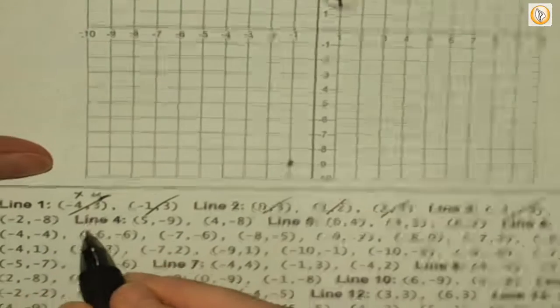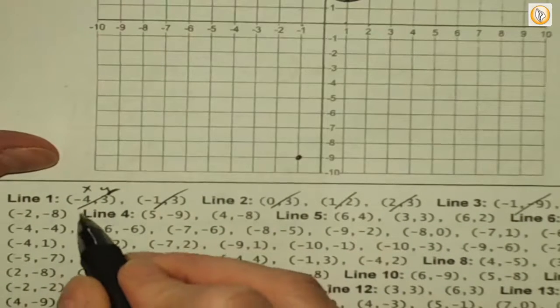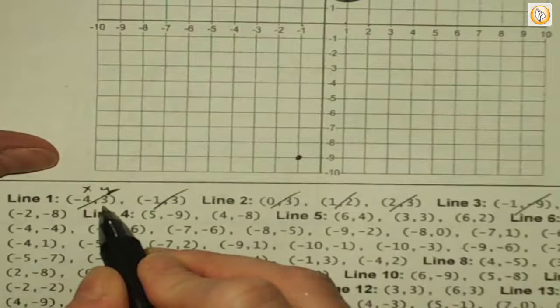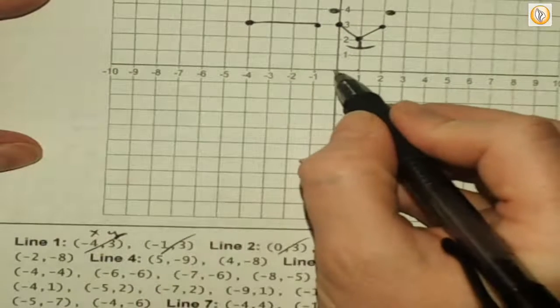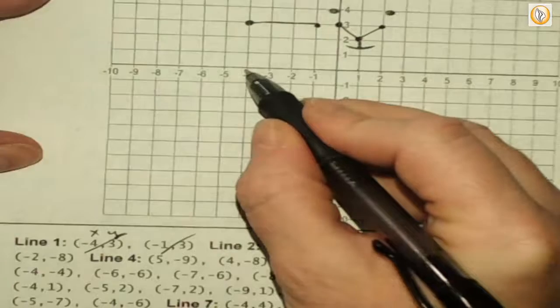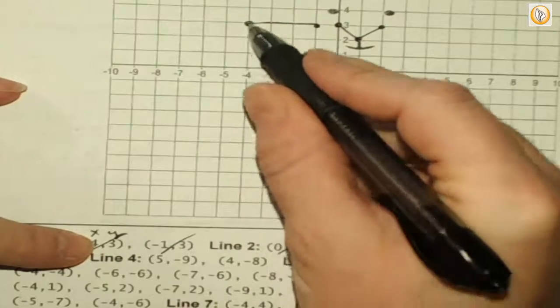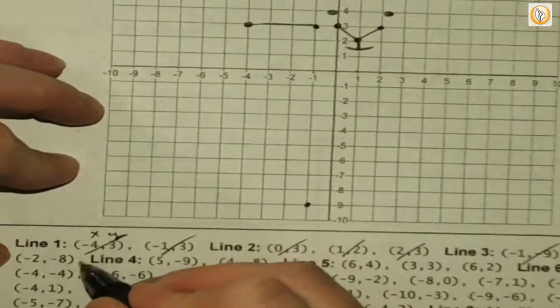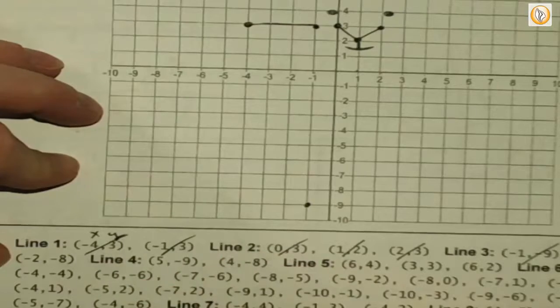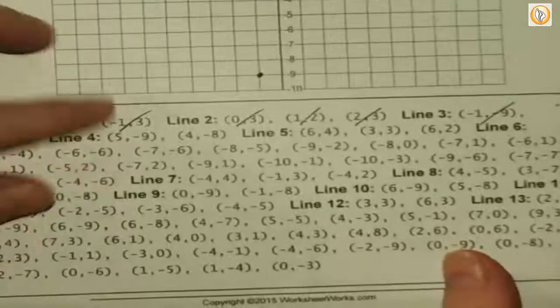It says line 1, -4 and +3. Now watch what I'm doing. -4, 1, 2, 3, 4, +3, 1, 2, 3. I put a dot there. And you're going to do this in pencil. I cross this out because look at all this. You'll get confused if you don't.